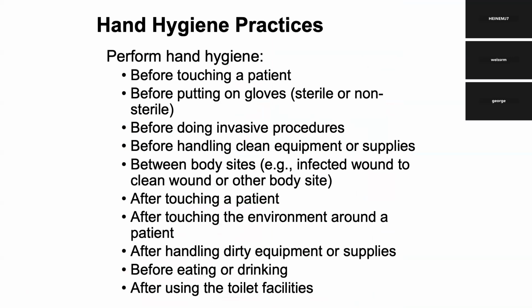Some safe hand hygiene practices. We really recommend hand hygiene, which is either hand washing or using the alcohol-based hand sanitizing gel or Purell before touching patients, before putting on gloves, before procedures, between body sites. So if you do have to inspect a clean area of the body versus a surgical wound, it's recommended you don't cross-contaminate on that patient. After touching a patient, after touching the environment, after handling dirty equipment, before eating and drinking and using toilets.